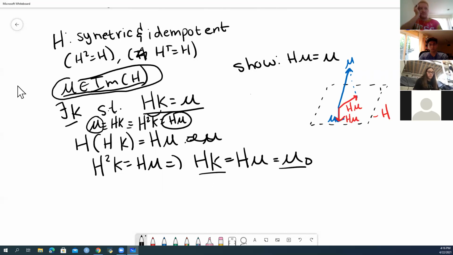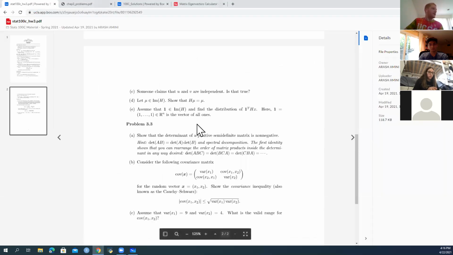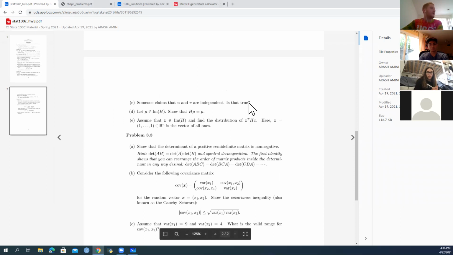Yes, that's much clearer. Thank you. Cool. Yeah, no problem. Okay, and then the next one, so you asked about E. So assume that one is in the image of H and find the distribution of 1 transpose HX. Okay.